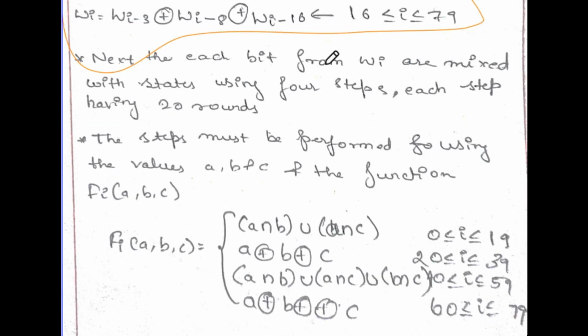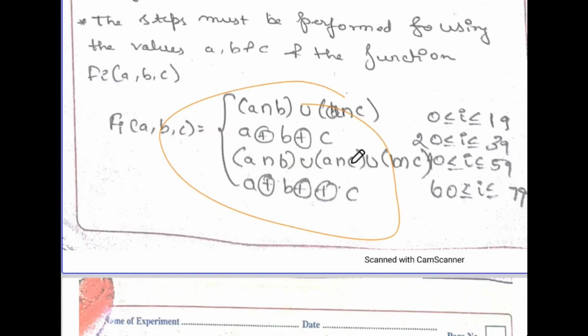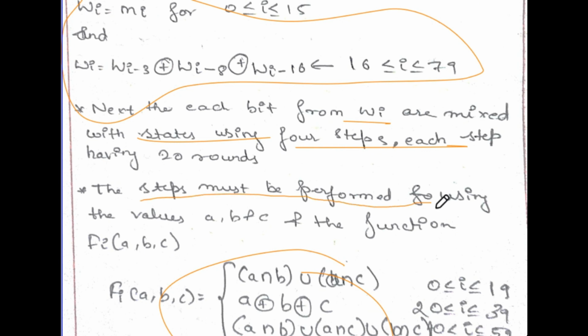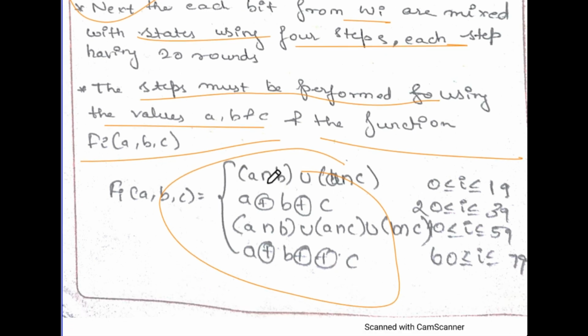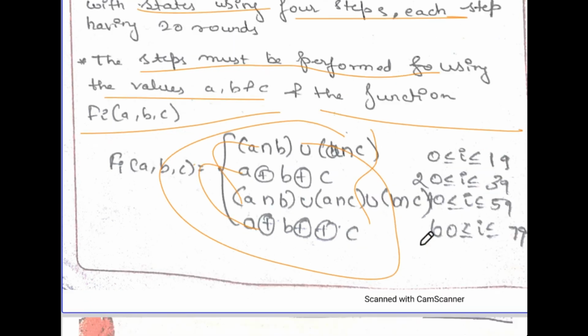Next step is each bit of W_i must be processed with the state using the four steps. The next step must be performed using the values a, b, and c, with the function f of a, b, c. F of a, b, c is A or B, union A or C. First, 2 and 4 are similar. A XOR B XOR C. First and 1 and 3 are also similar. A intersection B union A intersection C. Similar till here. And union A, B intersection C.